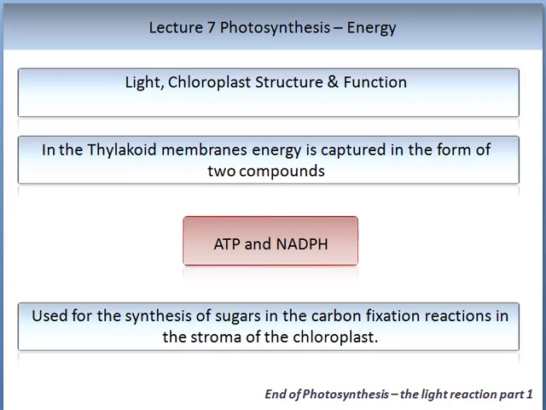So let us review what we have learnt in part 1 of this lecture. We have learnt that light interacts with chloroplasts and that the structure is related to the function of the chloroplast. An organelle in the chloroplast called the thylakoid membrane captures the energy and converts it into two chemical forms. These are known as ATP and NADPH. These forms are used in the synthesis of sugar in the carbon fixation reactions in the stroma of the chloroplast. And we will learn about the fixation of these sugars in more detail in Lecture 8.